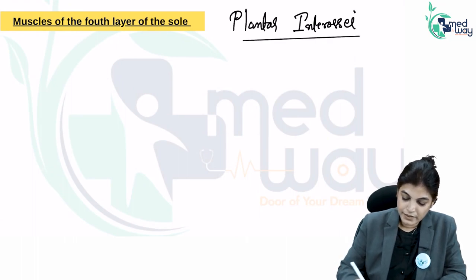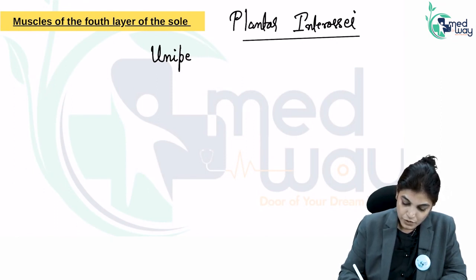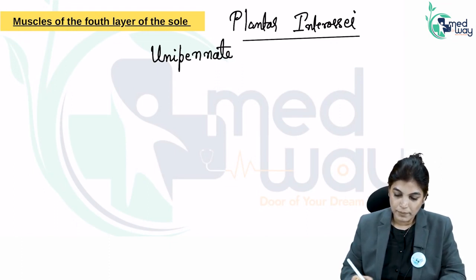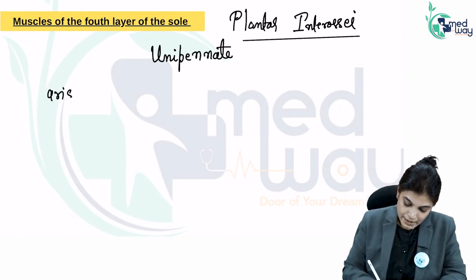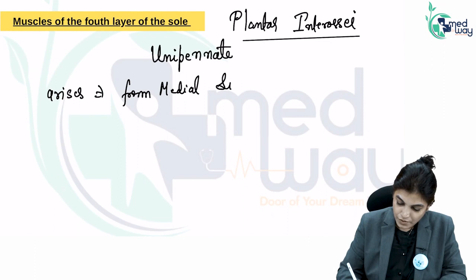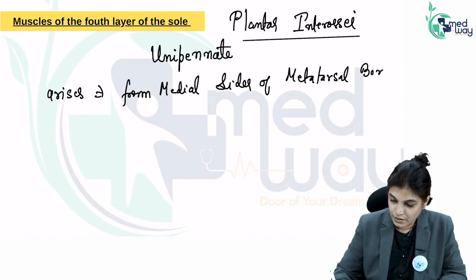So what is the plantar interossei type? Morphologically it is unipinnate, and it arises from the medial sides of the metatarsal bones, that is 3rd to 5th.